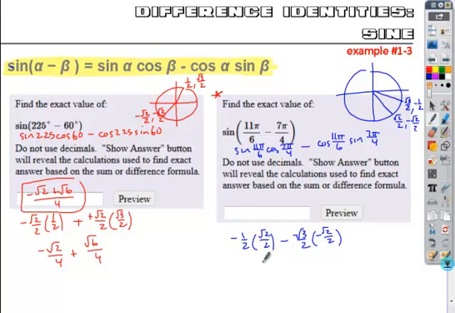When we simplify, we have a negative root 2 over 4. Negative times a negative is a positive. Root 3 times root 2 is root 6 over 4. So negative root 2 plus root 6, all over 4, and that would be your solution.